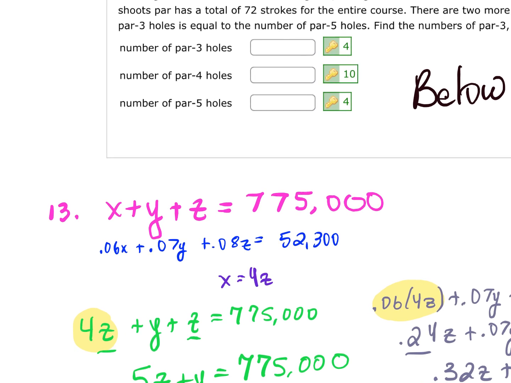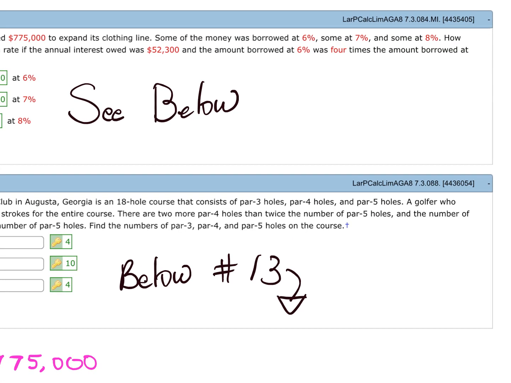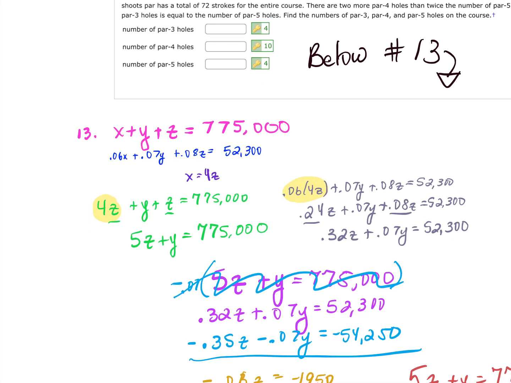Which variable is 6%? X, that's what I chose. You could have done whatever. But the amount at 6% is 4 times the amount at 8%. So the 6% amount was X, the 8% amount was Z. 4 times that would be 4 times Z. And then you do your manipulation. Again, that's not going to be on the quiz tomorrow. I just want you guys to see that.